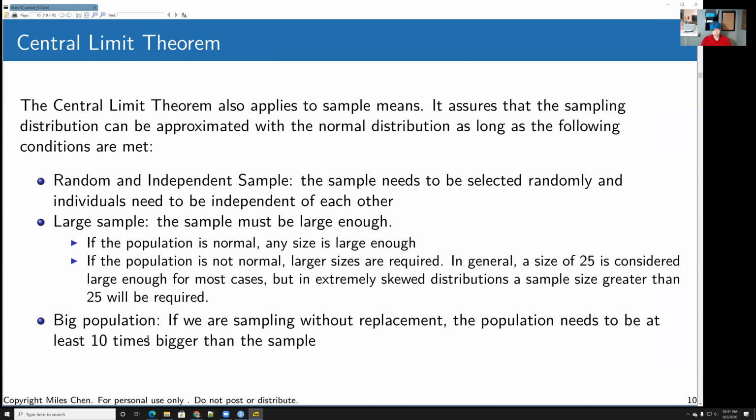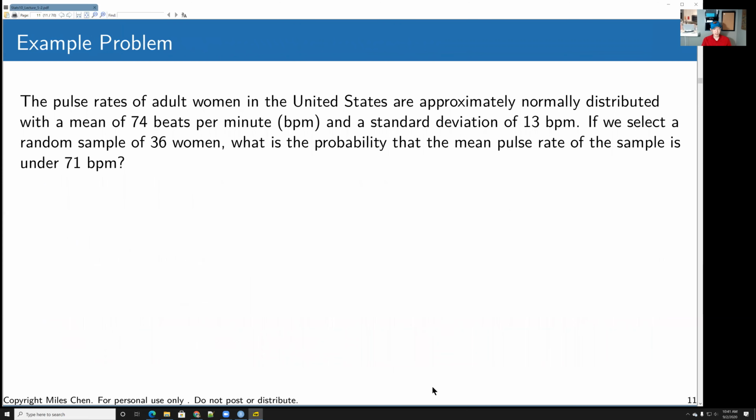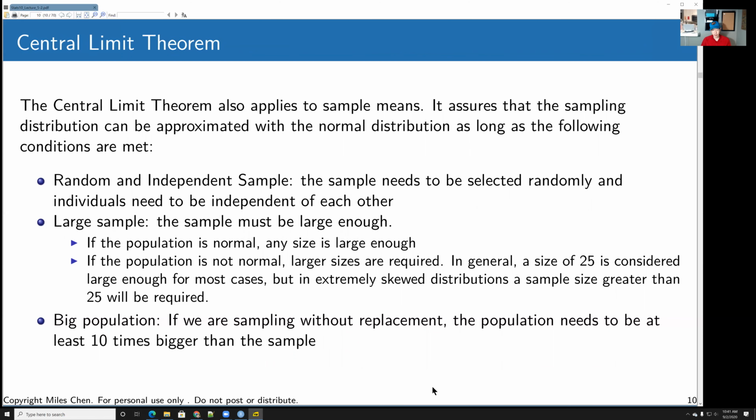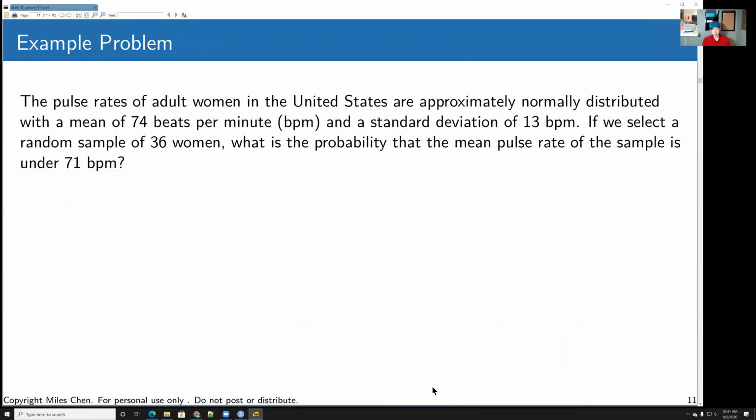And then the big population condition is that if you're sampling without replacement, you want to make sure you're not taking a sample that's too big, that the population is at least 10 times bigger than the sample. So that's the central limit theorem. And so based on that, we can start answering some basic questions about random samples.